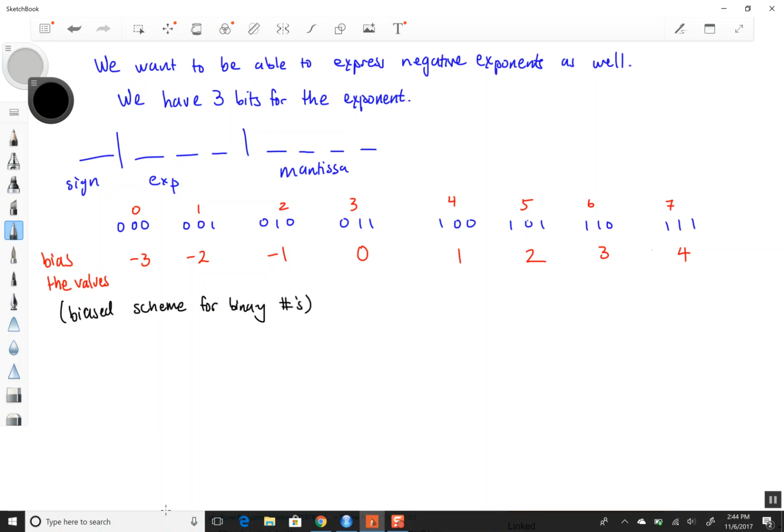Basically, we say, all right, these are the 8 unique values that we can represent here, and because we also want negative and positive numbers, we're going to use a bias of -3.